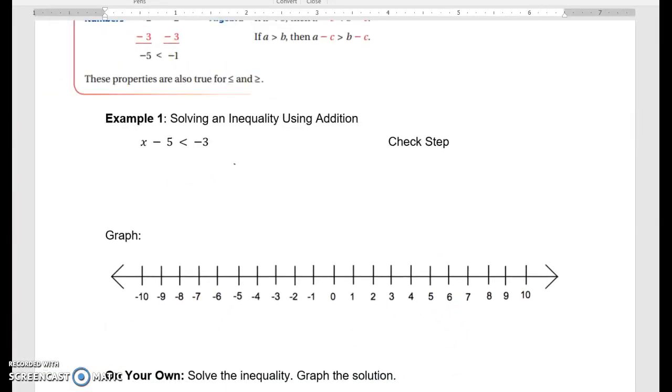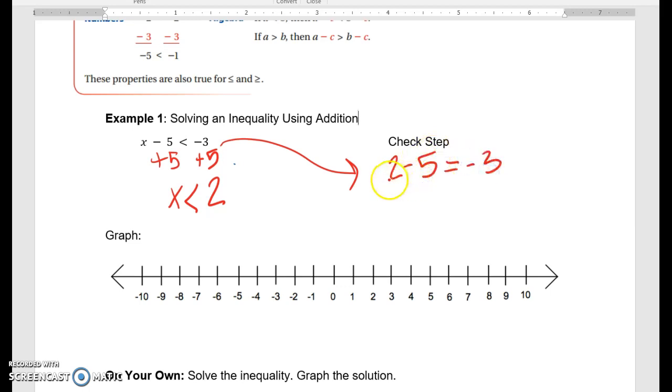Okay, so with the first one, you have to think to yourself, how do I get x by itself? So I am going to add 5 to both sides, and you are left with x is less than 2. In order to check your step, take this same exact equation, but instead of the x, substitute in your 2. So you would have 2 minus 5, and that should equal negative 3. 2 minus 5 will give you negative 3, and that's your answer. So that's how you would do the check step.